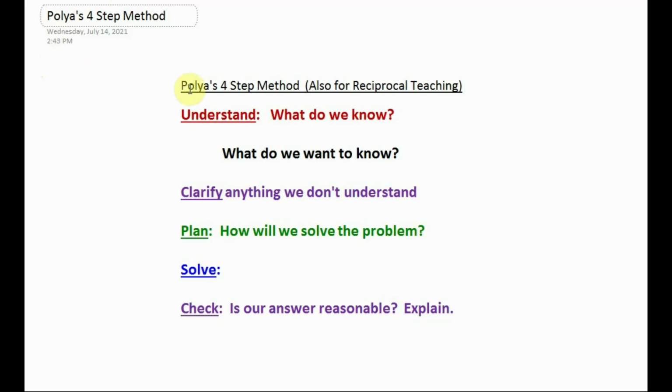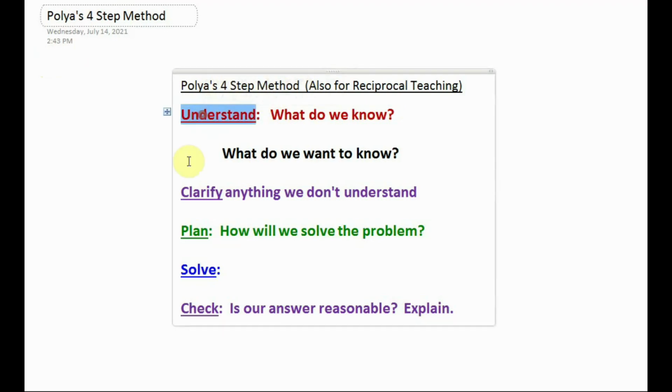To answer this, let's use Polya's 4-step method, which is understand, plan, solve, and check. But actually, it's 5 steps. And we can also use this for reciprocal teaching. Reciprocal teaching is where students teach each other. There's a moderator that will ask each question. What do we know? What do we want to know? Clarify anything you don't understand. Plan, how will we solve the problem? Solve, and check. Is our answer reasonable?